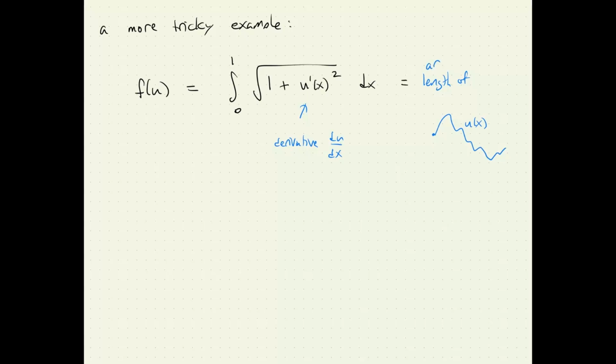The arc length of u of x from x equals 0 to x equals 1. Right? That's what this quantity is. If you multiply through by dx, this is basically the square root of dx squared plus dy squared. If you take each little line segment here, it's the length of that little line segment, and you're adding them up. Okay.